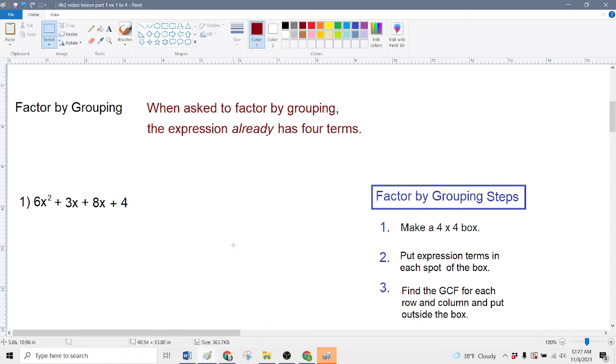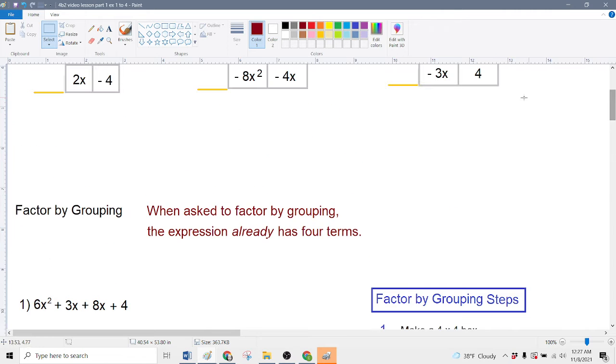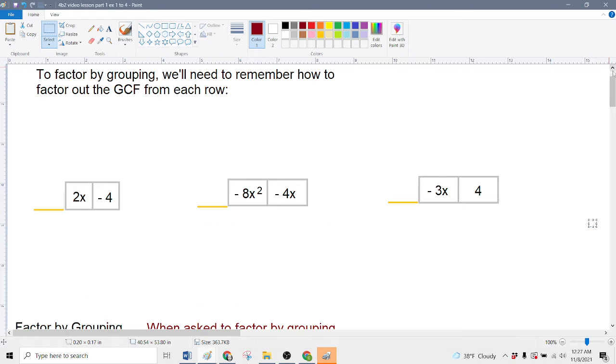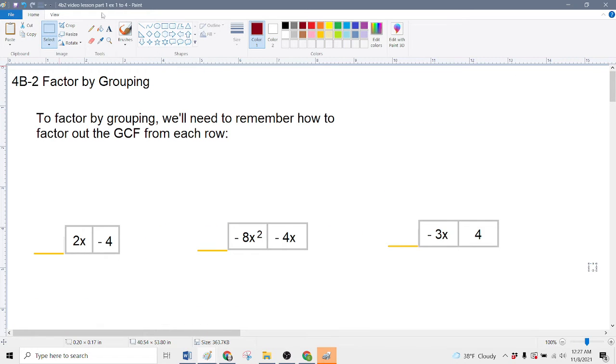Right, guys, this is our lesson for 4B. This is 4B part 2. Okay, 4B part 2. And in this lesson, we start learning about factor by grouping. That's what we're learning, factor by grouping.